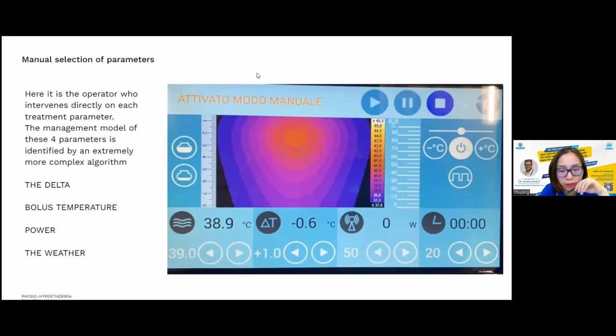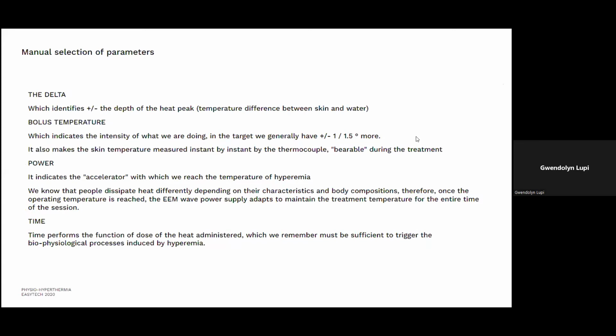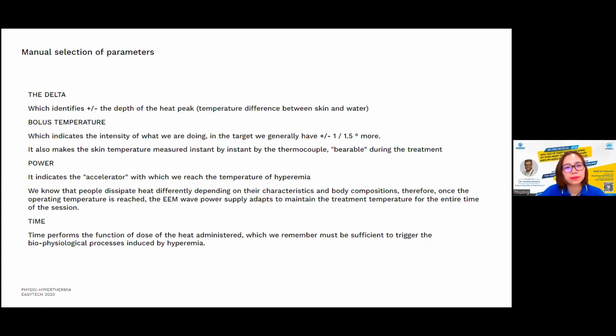So the delta identifies the depth of the peak of heat. It's a good question. You have to know exactly what it stands for, but consider that in our previous models we did not have this representation. This representation explains easily, both to the operator and to the patient, what is happening inside.